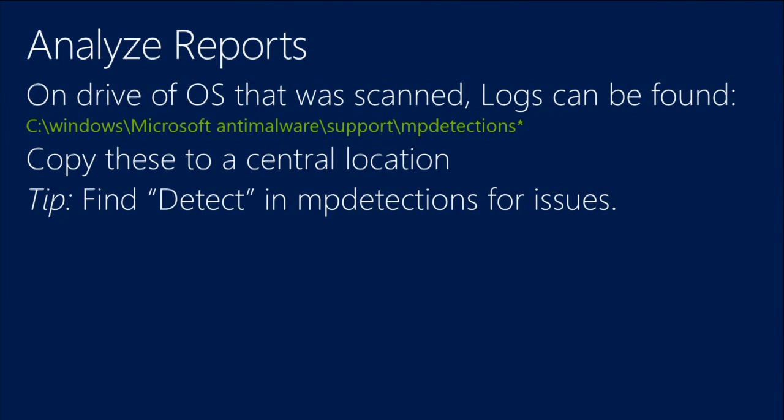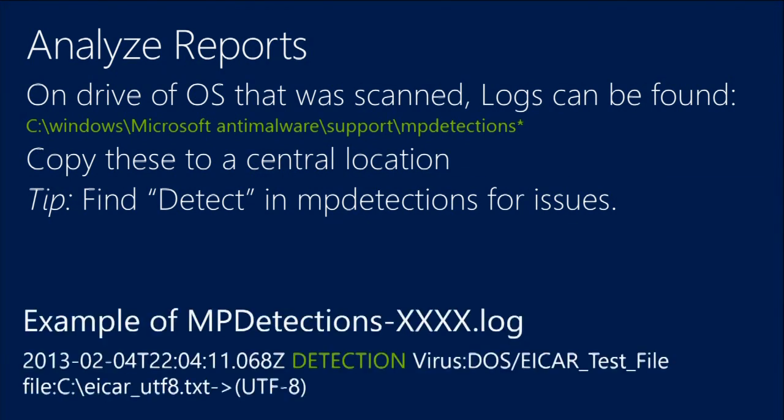The next line should say verified or found or cleaned or something like that. But detect is the key thing to figure out how much you're impacted by this. This is an example of a detections file that actually found something. We used the detection key, and it looks like it found the virus DOS Iker test file. That's what that computer was infected with.